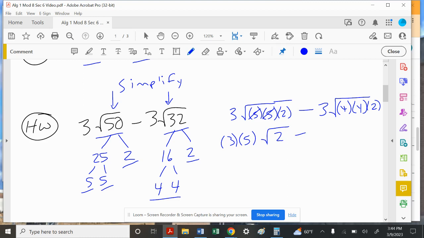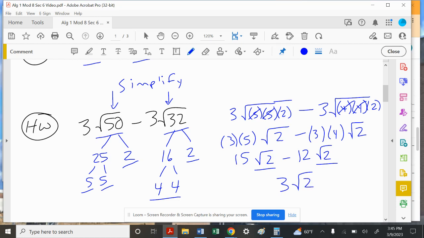On this other side, I can cancel out the 4s. So I have 3 times 4 square root of 2. So that gives me 15 square root of 2 minus 12 square root of 2. I now have the same exact square roots. So 15 minus 12 is 3. So that would be 3 square root of 2. And that would be my final answer.